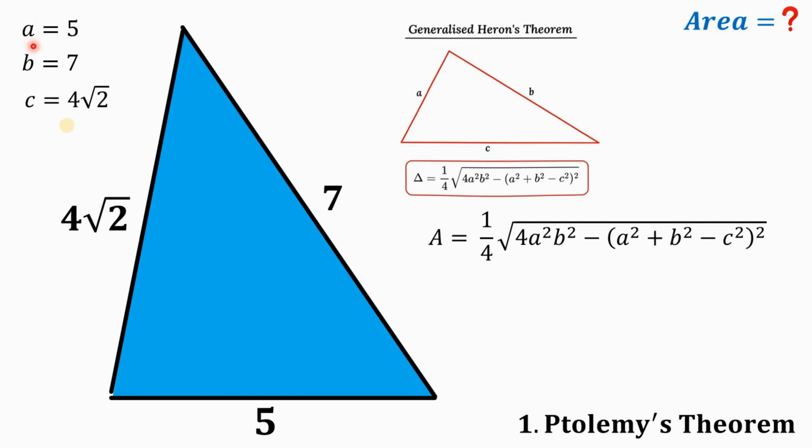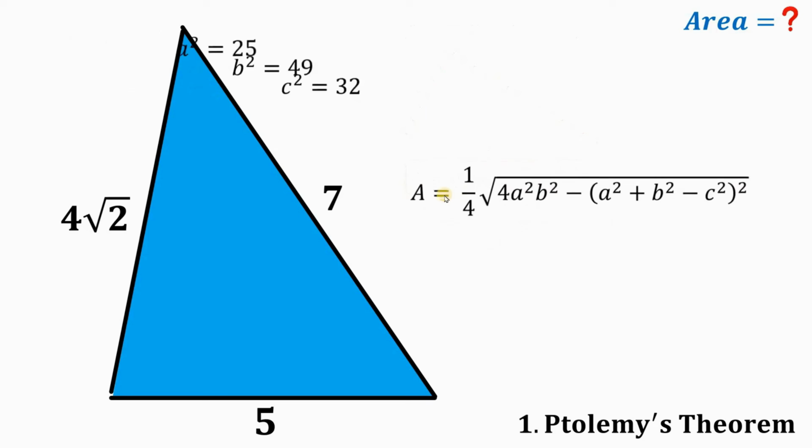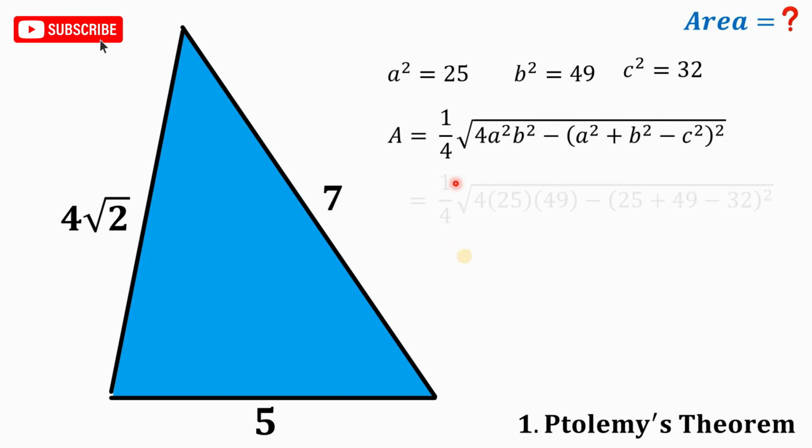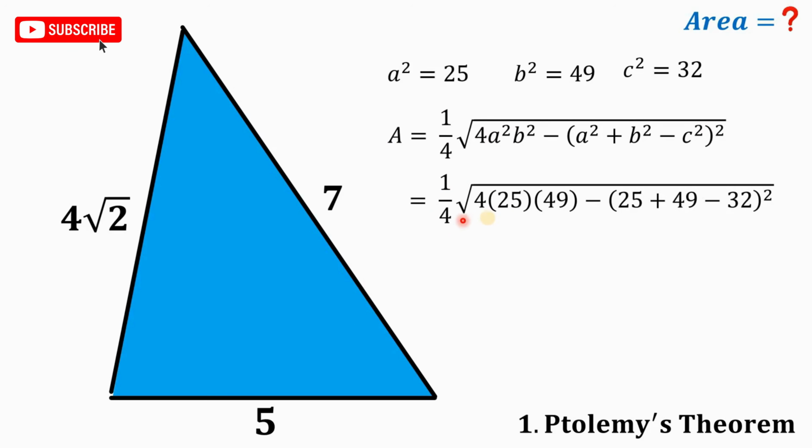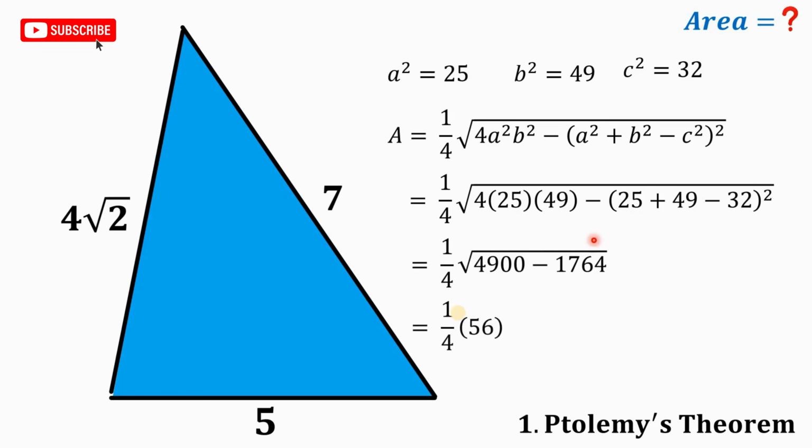Alright? Now, we want a squared, b squared, and c squared. If a equals 5, a squared is 25. If b equals 7, b squared is 49. And if c is 4 times the square root of 2, c squared equals 32. Now, substitute all those given values into our formula to find the area of this triangle. So we have 1/4 multiplied by the square root of 4 times 25 times 49 minus the quantity 25 plus 49 minus 32 raised to the power of 2. And what we're going to do is just simplify the number inside the radical sign. This will give us 1/4 times 56.